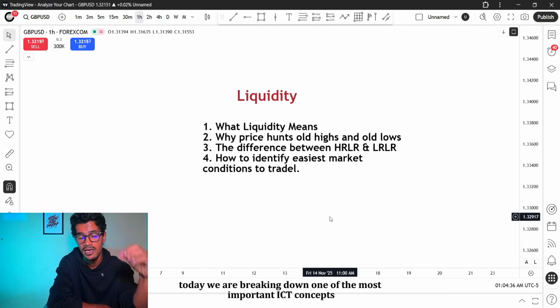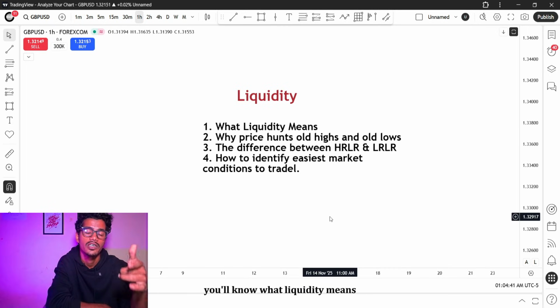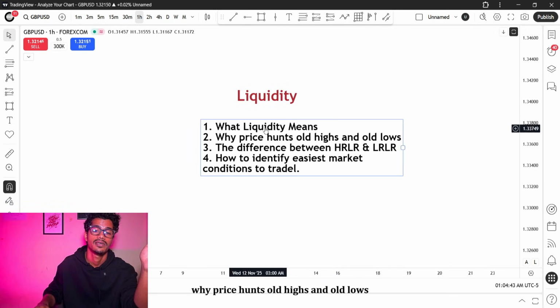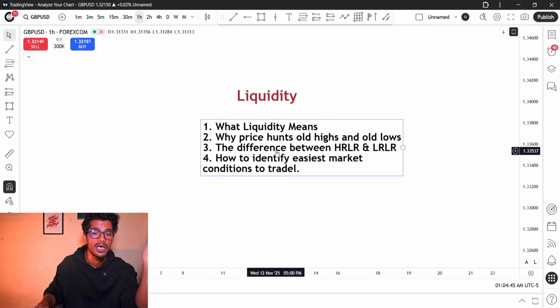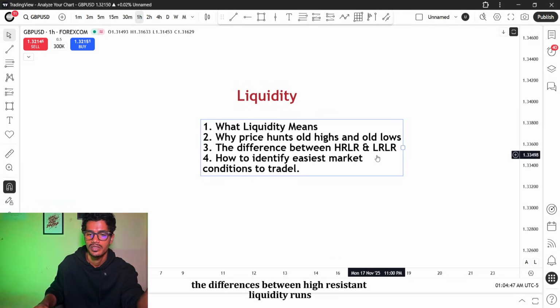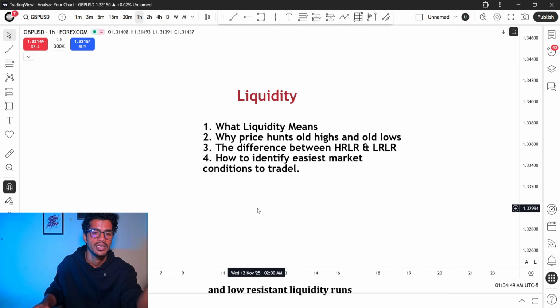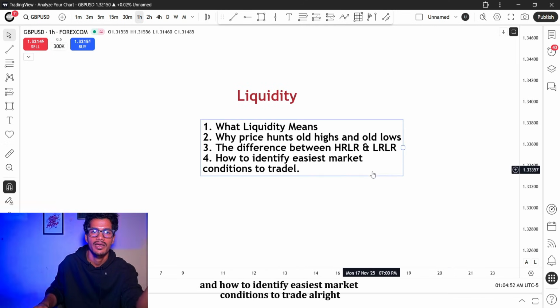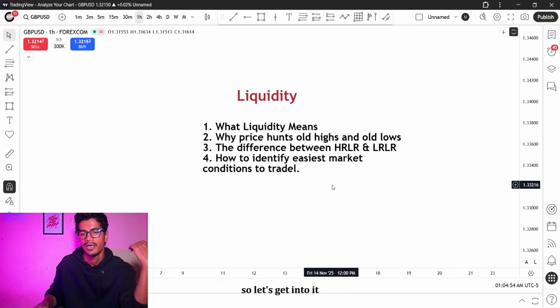Today we're breaking down one of the most important ICT concepts, liquidity. By the end of this video, you'll know what liquidity means, why price hunts all highs and all lows, the difference between high risk and low risk liquidity runs, and how to identify the easiest market conditions to trade. Right? So let's get into it.